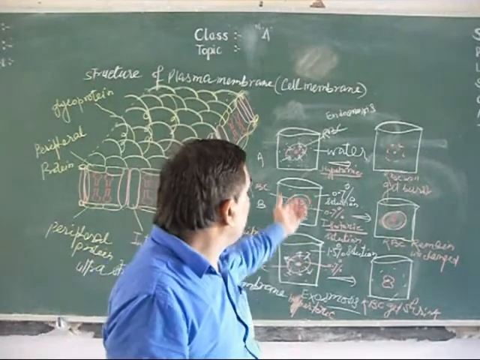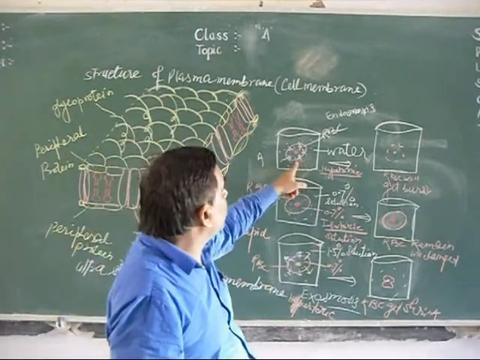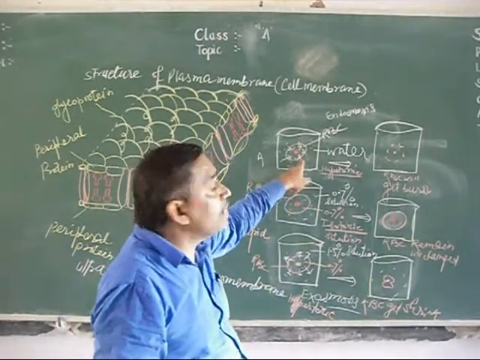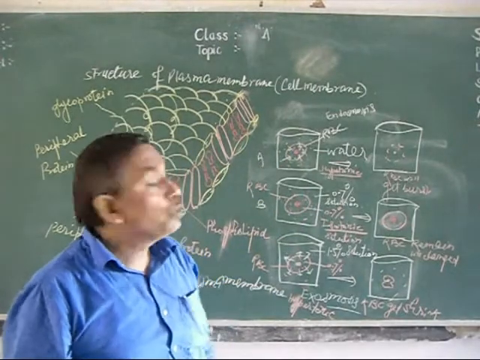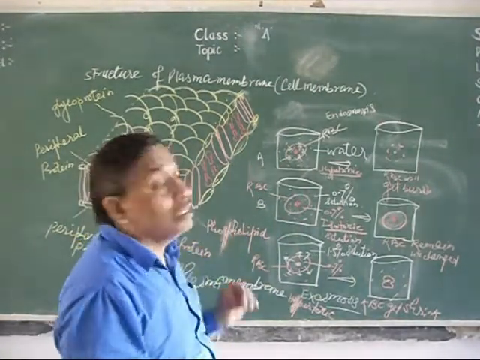So here the RBC is also swelling. The membrane of the RBC is also like a plasma membrane. It acts as a semi-permeable membrane. So this is all about the structure and the function of the plasma membrane.